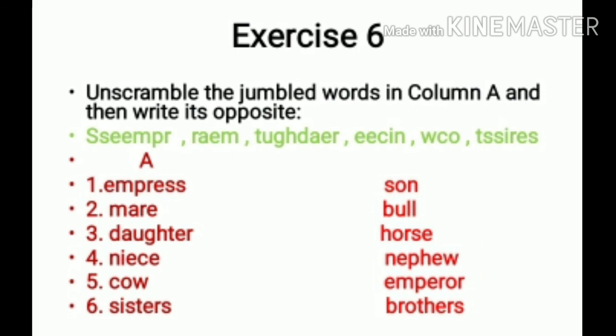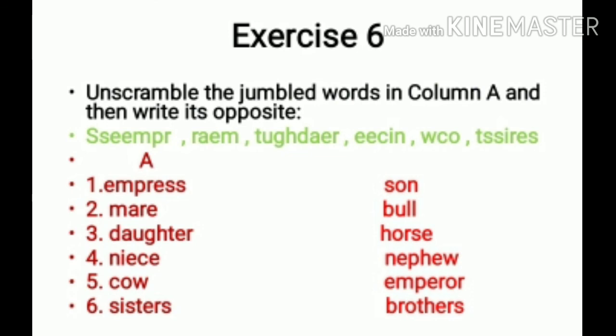Exercise 6, we have to unscramble the jumbled words in column A and then write their opposites. There is a block type given in your textbooks where we have to fill those in. For example, now the jumbled words are given to us in green. When we unjumble the first word, it will become empress. Your second word is mare. Your third word is daughter. Your fourth word is niece. Your fifth word is cow. And your last word is sisters.